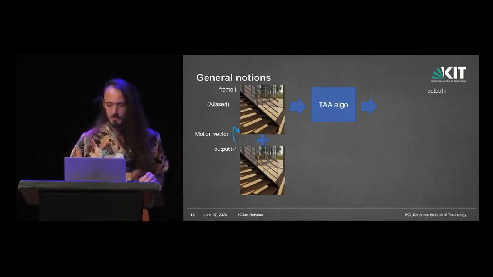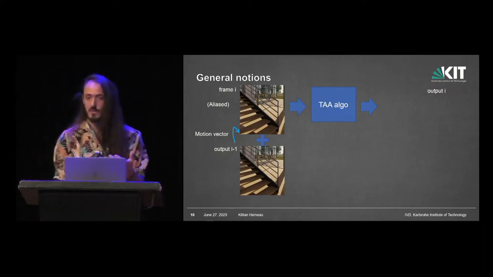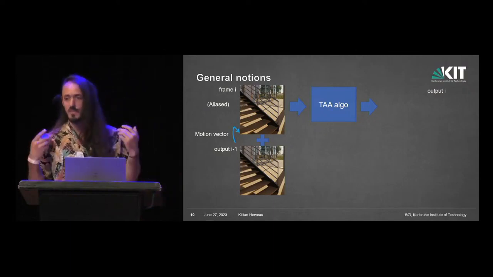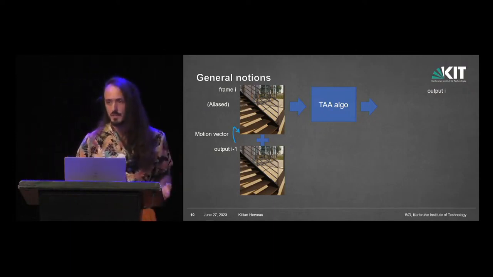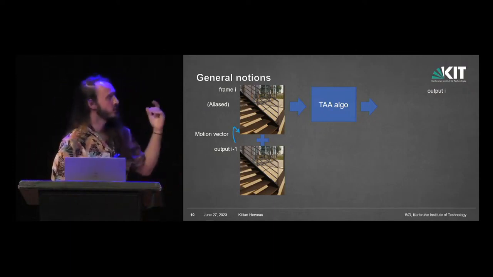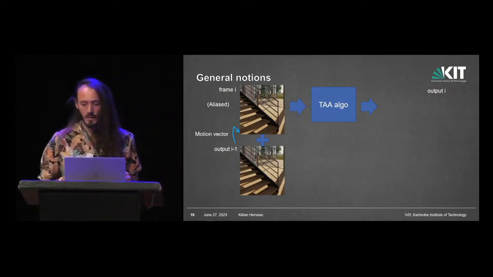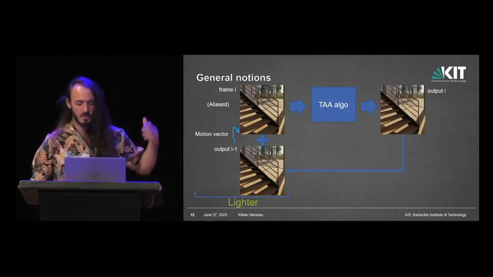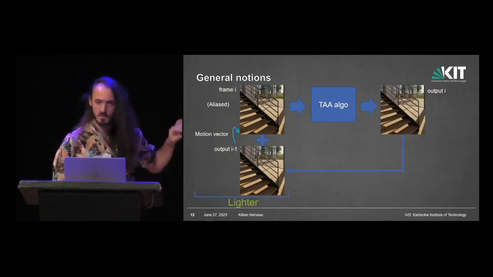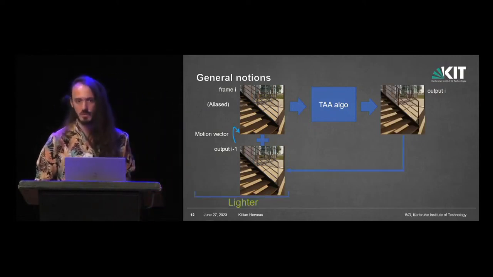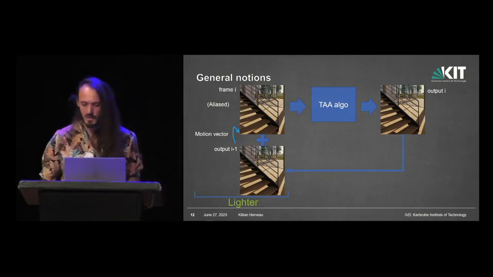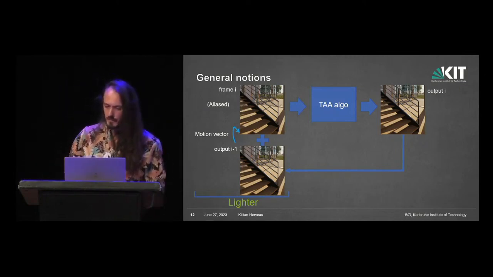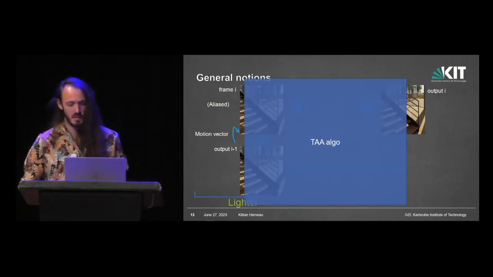We take the current frame, which is the aliased frame, and the previous frame that we have already processed, and the motion vectors between the two. Then the temporal anti-aliasing algorithm produces its output, which is fed back to the next iteration. It's much lighter, much more suitable for runtime. But I'm sure you already know most of this, just for us to be on the same page. So let's see what we have hidden in this TAA blue box.